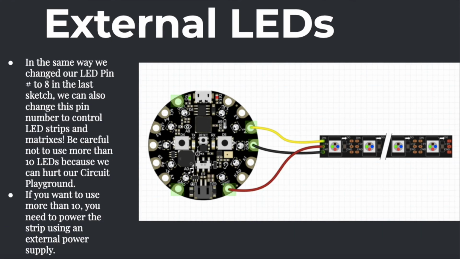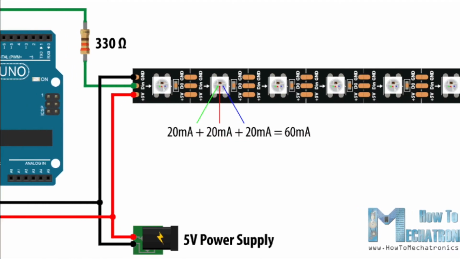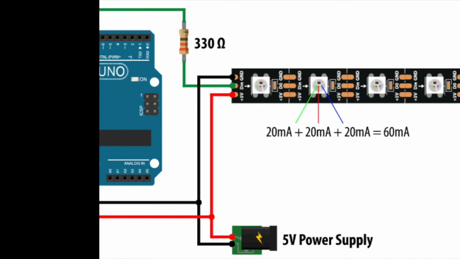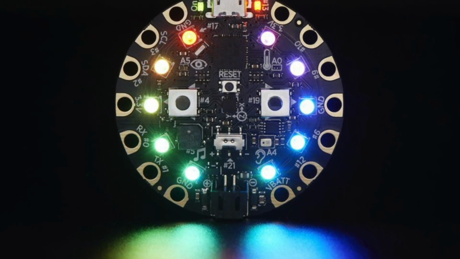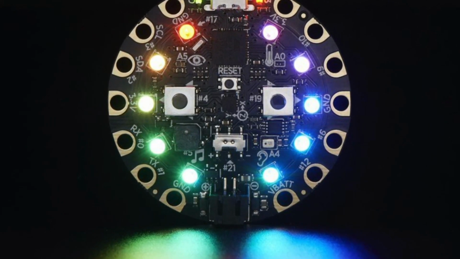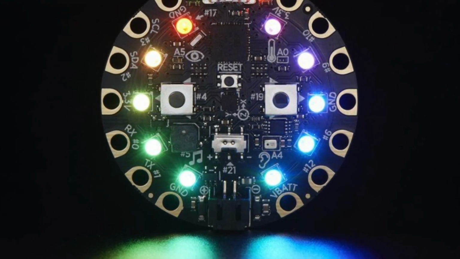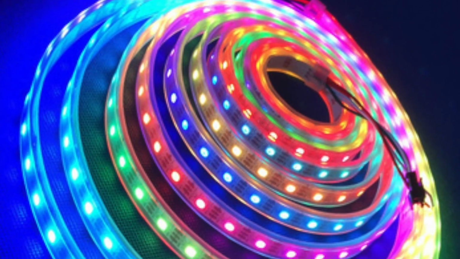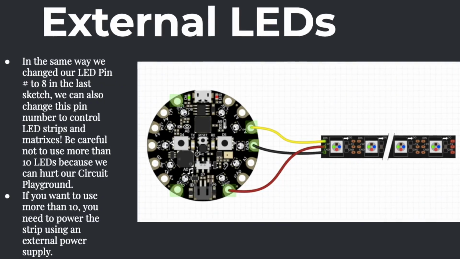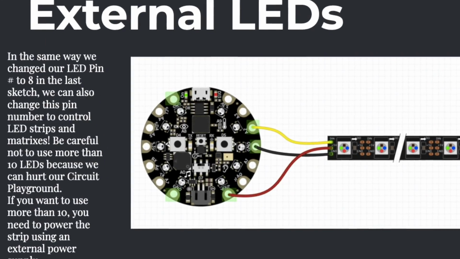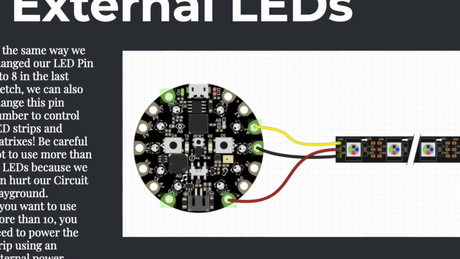To control them, you'll need to connect the data to a digital pin on the Arduino, the power to an external 5-volt DC power supply, and the ground to both the ground on the Arduino and on the power supply. The Circuit Playground has 10 LEDs which are already installed for you, and these use pin D8 as their data pin. To use an external LED strip, matrix, or other device, we'll need to connect the data line from our strip or matrix to a data pin on the Circuit Playground.